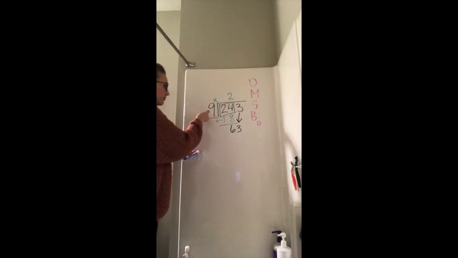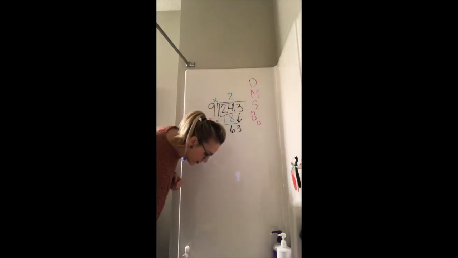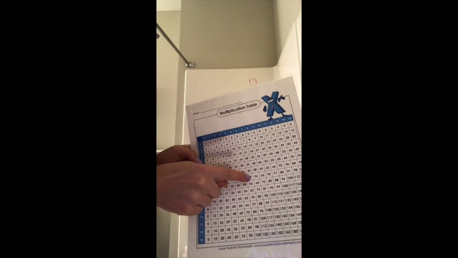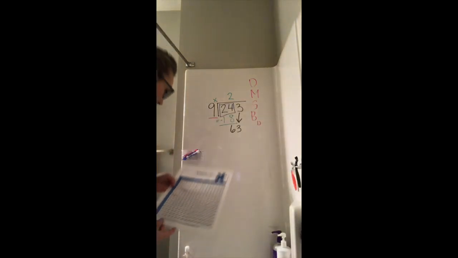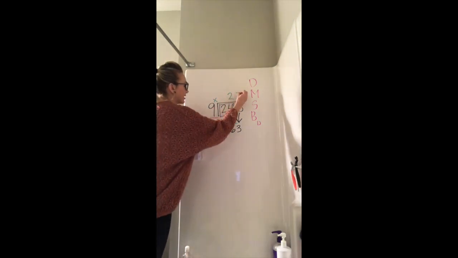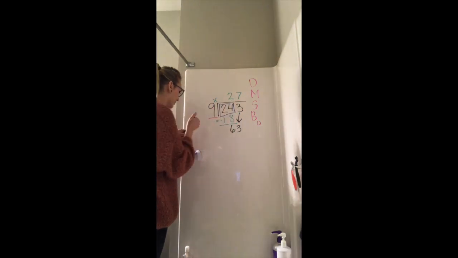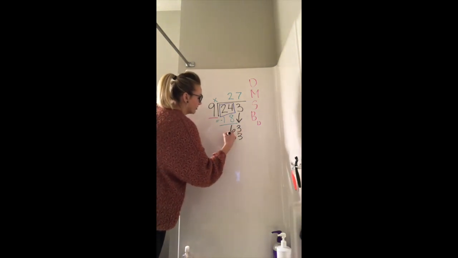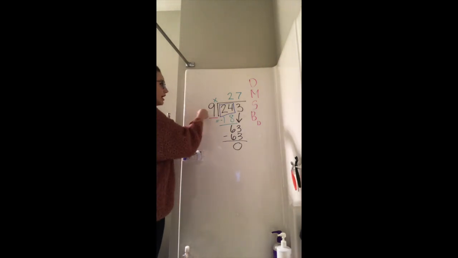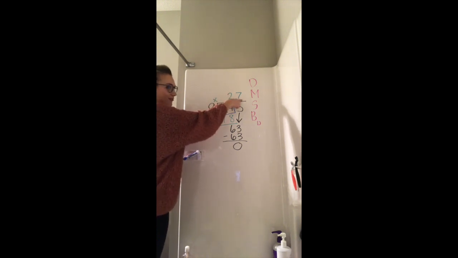We take our 9. Now we are trying to make it fit into 63. So if we look in our 9 column, 63 fits right in. We multiplied by 7. Our 7 goes up top. 7 times 9 equals 63. We subtract, we get 0, we have no remainders. So 9 fits into 243 27 times.